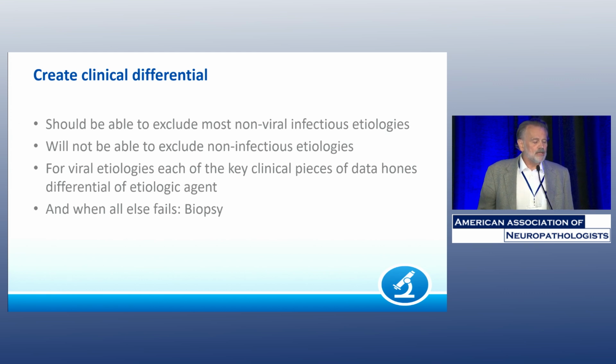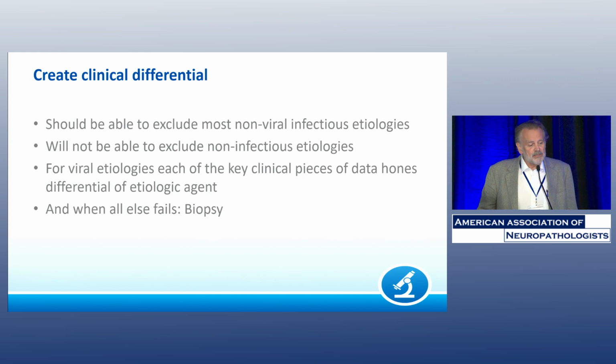So it's important to create that early clinical differential, and it should be able to exclude most non-viral infectious etiologies based upon those CSF findings and other attributes of the clinical presentation. Unfortunately, it's not going to exclude non-infectious etiologies. The autoimmune etiologies can masquerade as viral infections, and they won't be excluded by much of that clinical data.